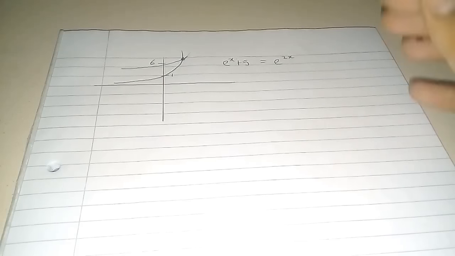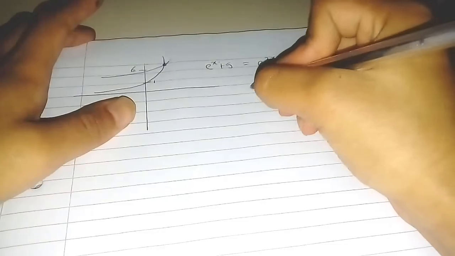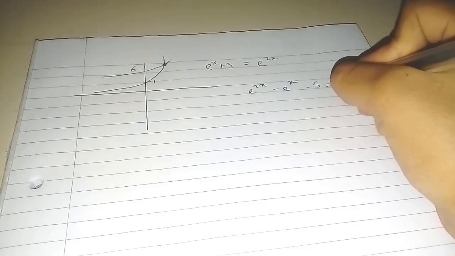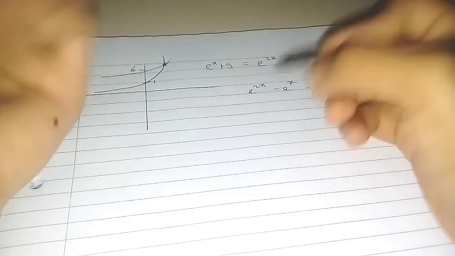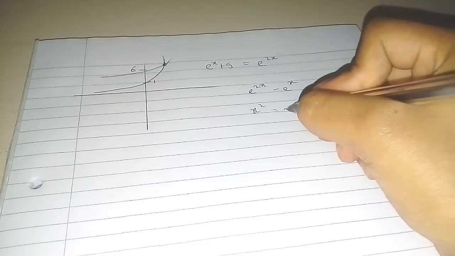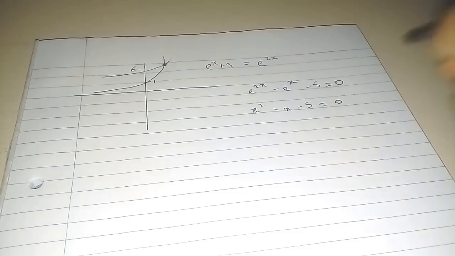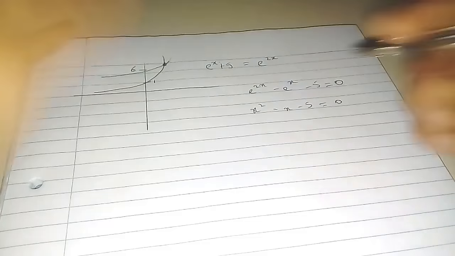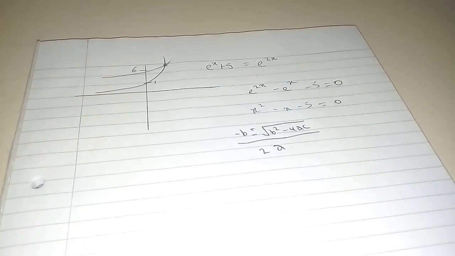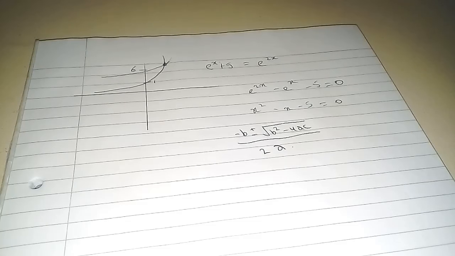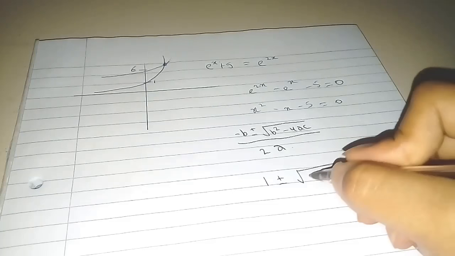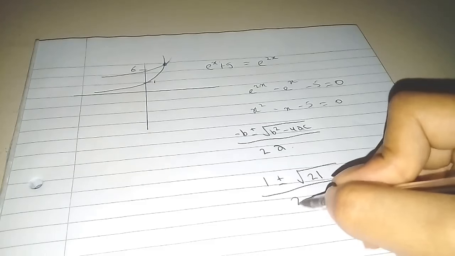So let's apply what we've just learnt here. e to the 2x minus e to the x minus 5 is equal to 0. You see we've written it out as a quadratic again: x squared minus x minus 5 is equal to 0. Now in this case we can't really factorize it using the other method, so we're going to use the quadratic formula. After you plug in the values, you end up with 1 plus or minus square root 21 all over 2.